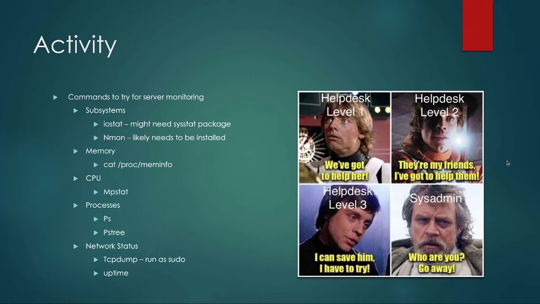Now, there are some common commands that you can use for server monitoring. So one of the things that I would like you to do is go try them. You can pause me here and run through some of these commands, see what you see, and just get an idea of how to run them, what they look like, what are reasonable responses, and all those kinds of things.